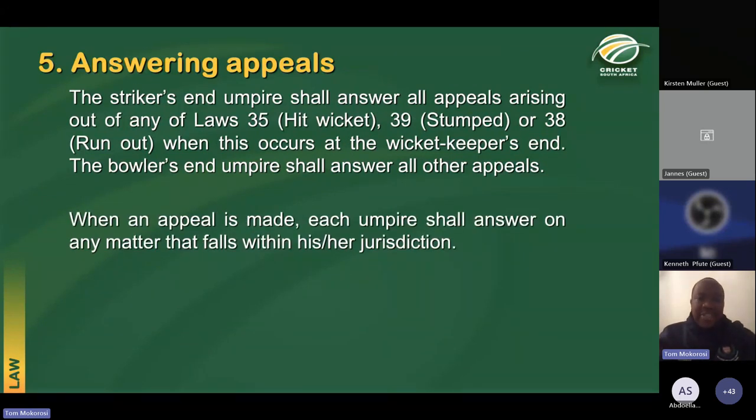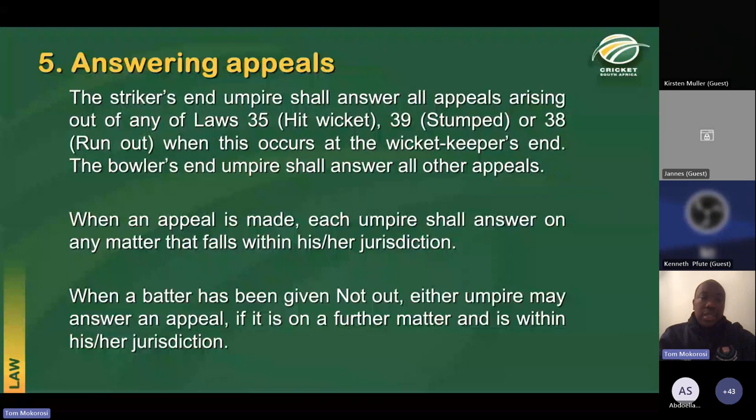When an appeal is made, each umpire shall answer on any matter that falls within his or her jurisdiction. When a batter has been given not out, either umpire may answer an appeal if it is on a further matter and is within his or her jurisdiction. You can quite often have a caught behind appeal and a stumping appeal on the same delivery.